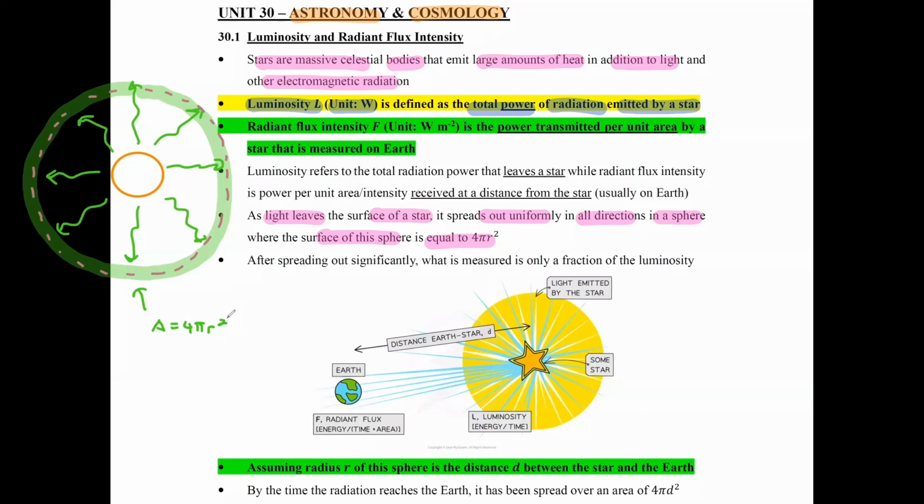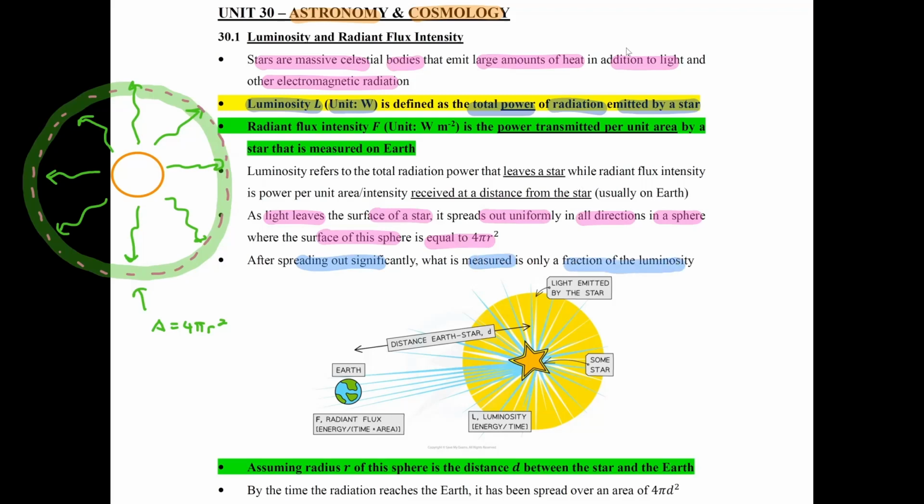The power will be spread out even larger over a certain area. So given time, this sphere will only get bigger and your power will be spread out significantly over a larger area. After spreading out significantly, if you were to try and measure the power, what is measured will only be a fraction of the luminosity.